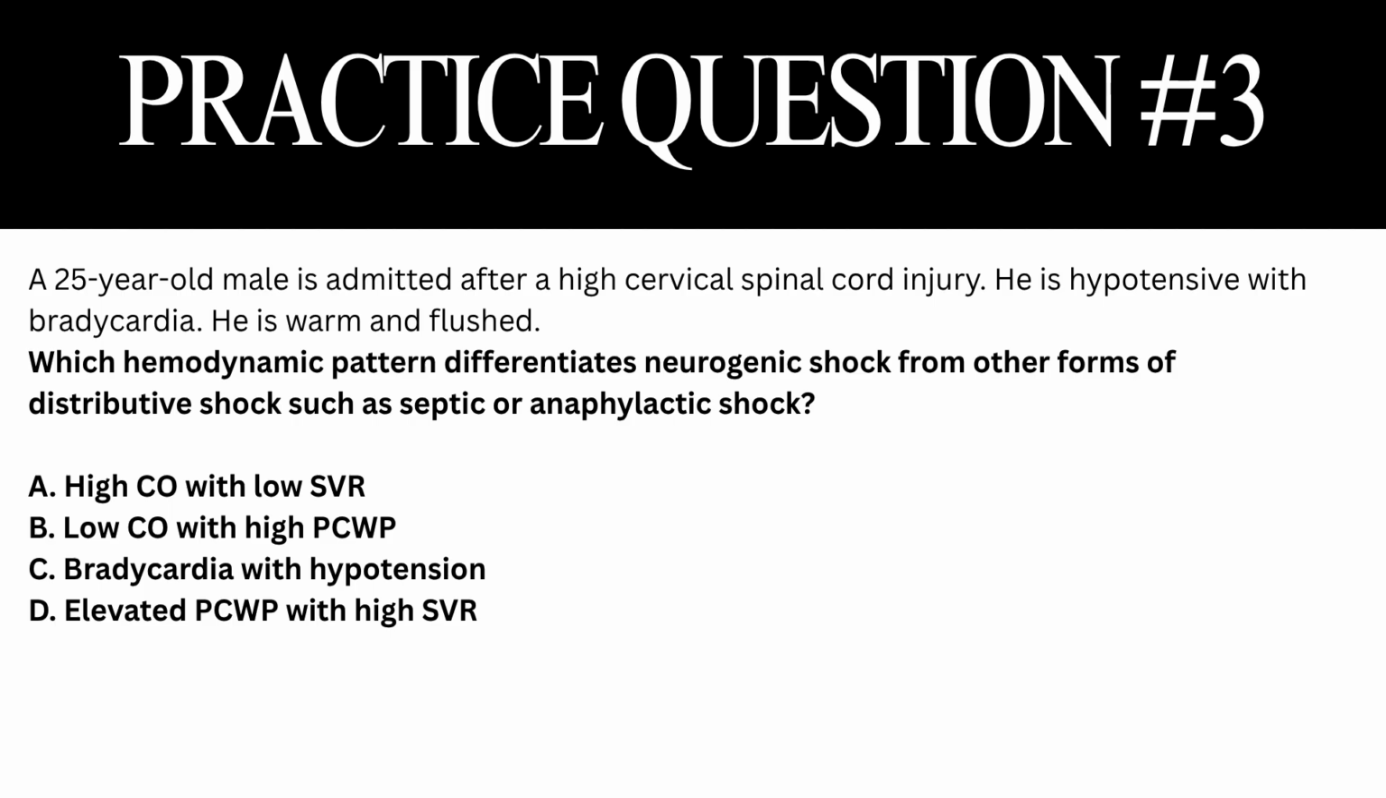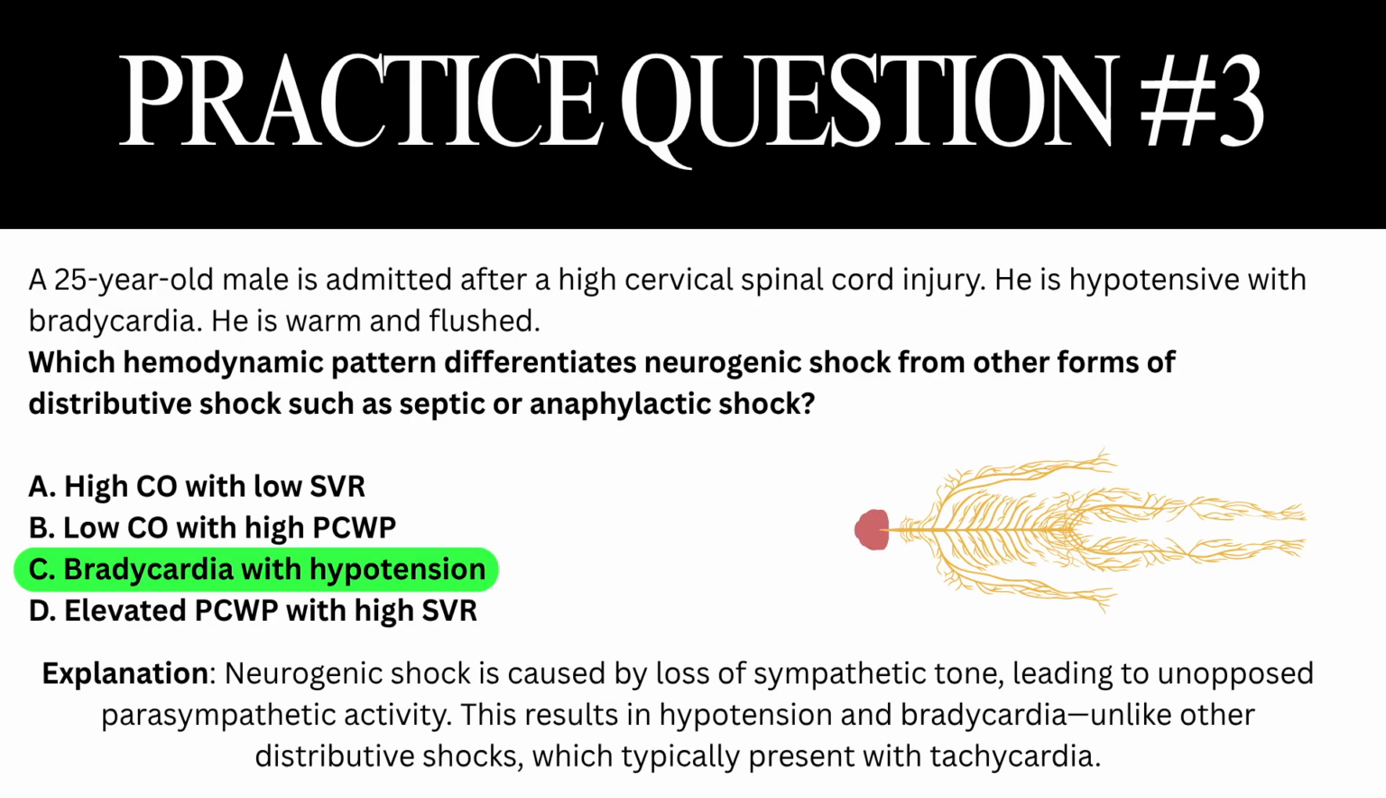All right, last question here, guys. We have a 25-year-old male who is admitted after a high cervical spinal cord injury. He's hypotensive with bradycardia, warm, and flushed. Which hemodynamic pattern differentiates neurogenic shock from the other forms of distributive shock, such as septic or anaphylactic shock? Pause the video if you need more time, but our answer here is C, bradycardia with hypotension.